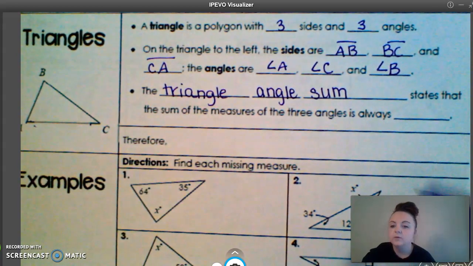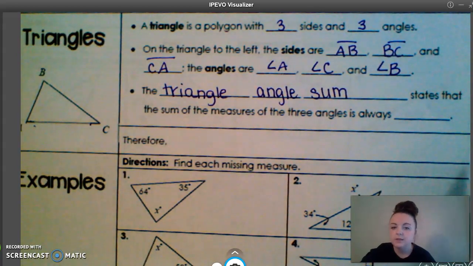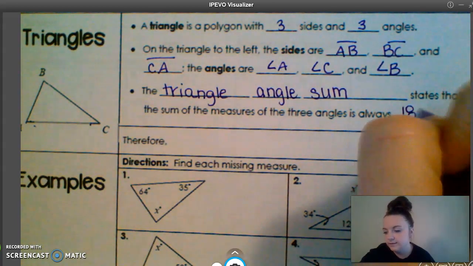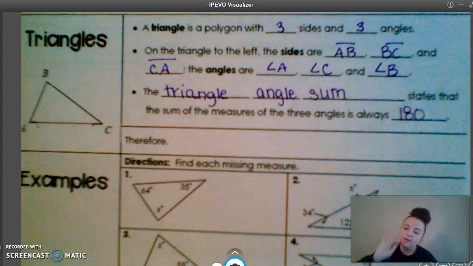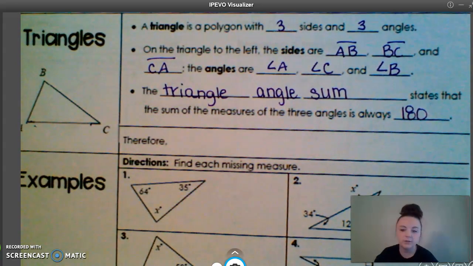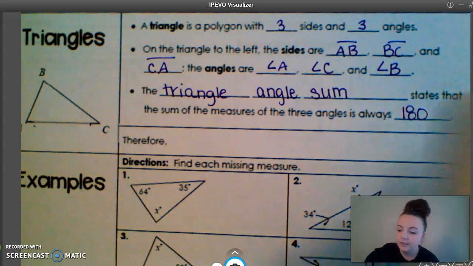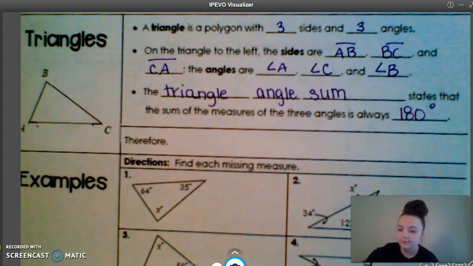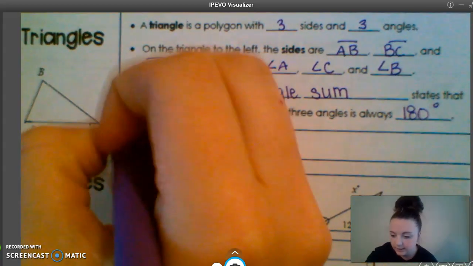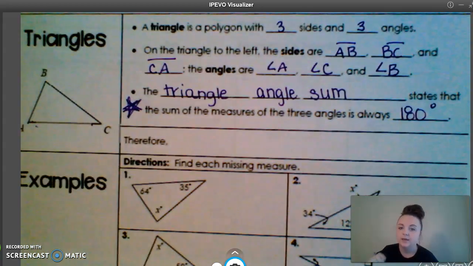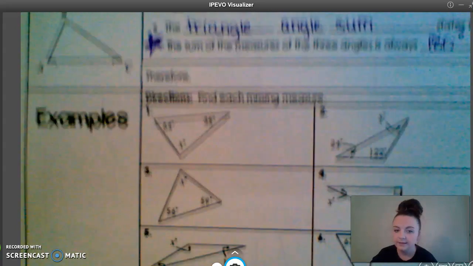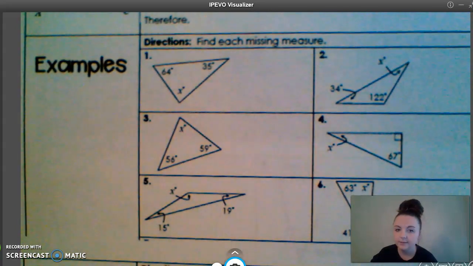So the triangle angle sum states that the measures of the 3 angles in a triangle always add up to 180. What this means is that if you add up all the angles in any triangle in the whole wide world, they will equal 180 degrees, always. That's the important part that we will use today. When you add up the inside angles of a triangle, they always equal 180. So, knowing that, let's go into some of our examples.